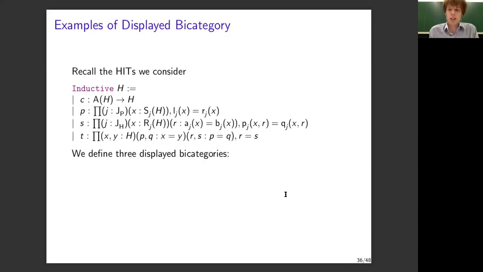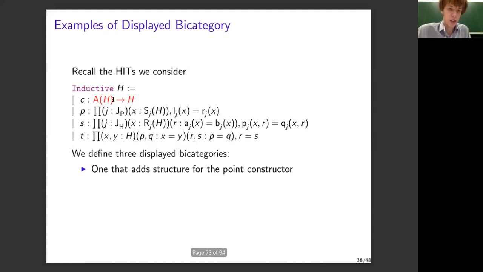We will define several displayed bicategories, which will help us to define the bicategory of algebras of the higher inductive types we consider in this talk. So what kind of structure does an algebra for our higher inductive types have? Well, first, you have the point constructor. So you need a displayed bicategory which adds the structure for the point constructor.